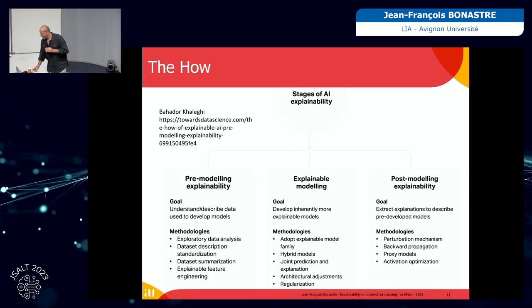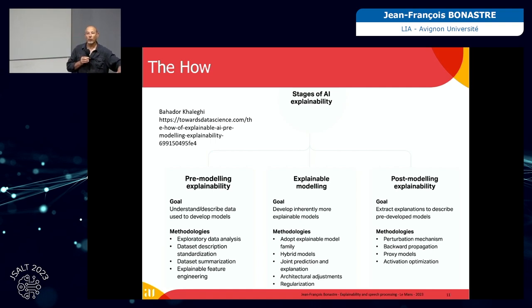Okay, so the how. In explainability, usually we are trying to identify three different levels. Modeling explainability, pre-hoc, is in fact data science: what you know about your data before running your system, what you know about the area, the physical phenomena you are trying to model in your system. So you work at the data level, not at the system level, and not at the decision level. It's just what you could do on the data.